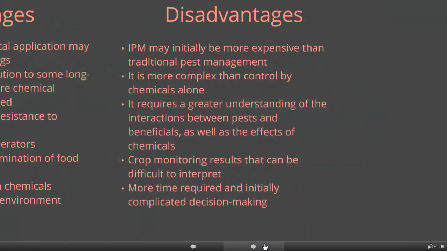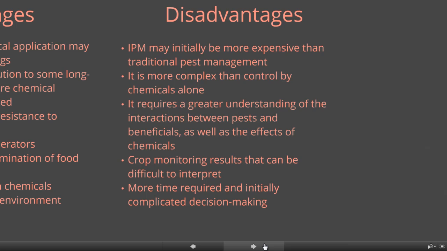Some of the major disadvantages: it can be expensive, and to coordinate it and understand it, you need to know what to apply when. It's much more complicated than knowing, well, I apply this chemical this often. With IPM, you need to be very specific about when you're going to apply the biological control and when you apply the chemicals, so you need a greater understanding of that.